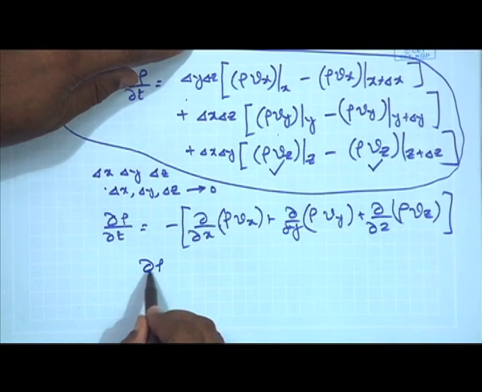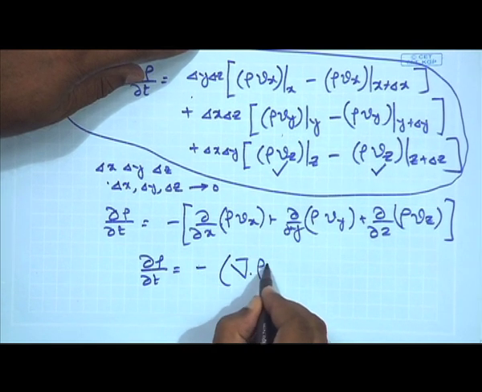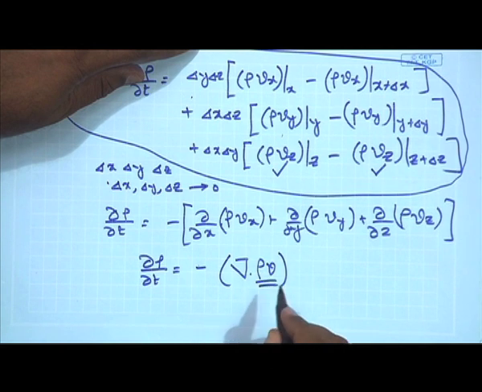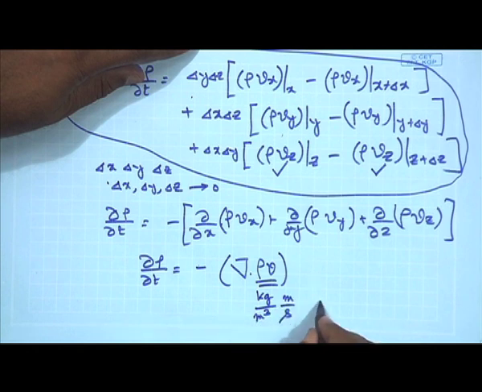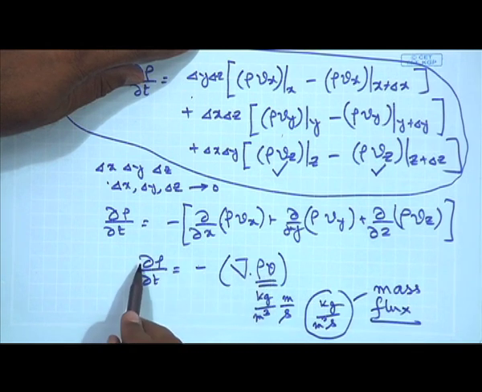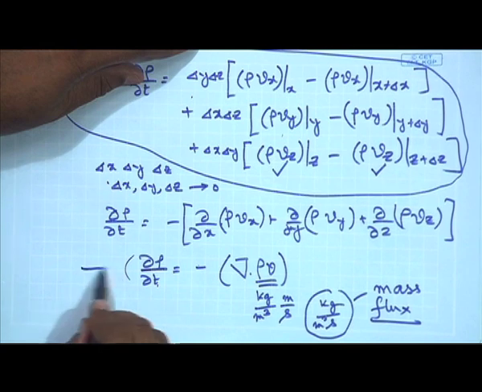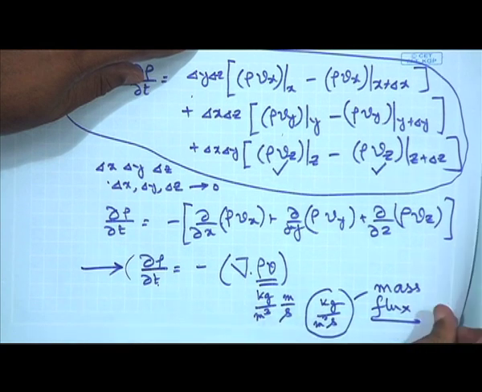Now, this expression can be expressed in a more compact form as minus del dot rho v, where rho is kg per meter cube and v is meter per second. So, this is essentially kg per meter square per second. So, this is nothing but the mass flux, which is a vector. So, this is the divergence of the mass flux vector, which must be equal to the time rate of change of density inside the control volume. So, that is one way of expressing the equation of continuity or the conservation of mass.